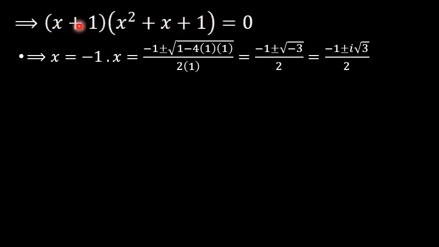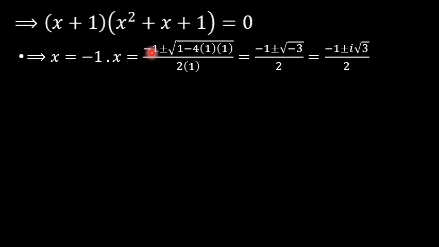Clearly x is equal to minus 1 is one root of this equation. And next, let us apply the formula for x square plus x plus 1 is equal to 0 to find the value of x, that is to find the roots of this quadratic equation. We know that if ax square plus bx plus c is equal to 0, then x is equal to minus b plus or minus square root of b square minus 4ac divided by 2a. We have a is 1, b is 1 and c is 1 here.